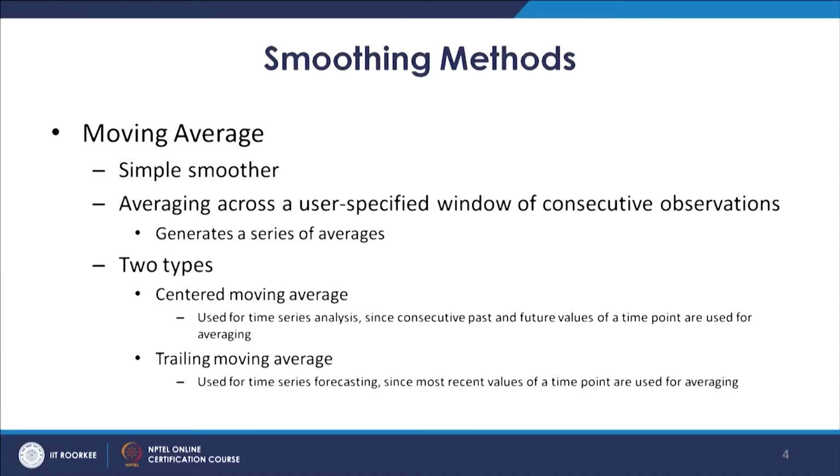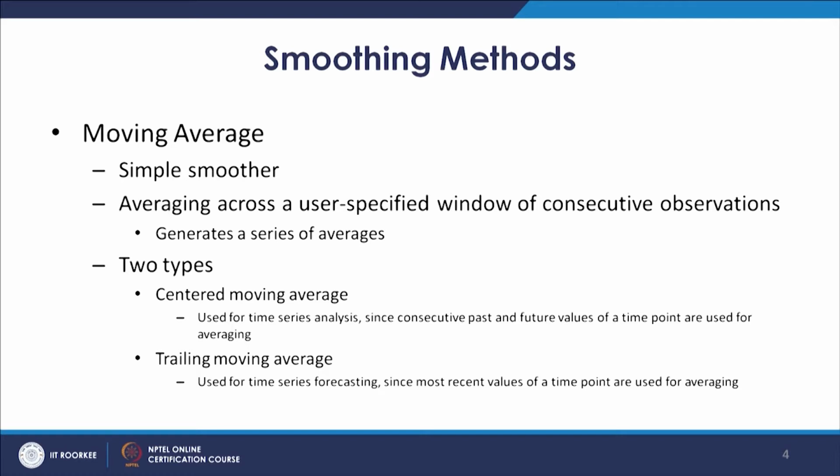So centered moving average is typically used for time series analysis, where we try to understand the time series, analyze its components and behavior. In that sense, centered moving average provides us a good mechanism to create visualizations and understand the time series. So past and future values are taken in this particular method, centered moving average, for the averaging calculations. The second type of moving average approach is trailing moving average.